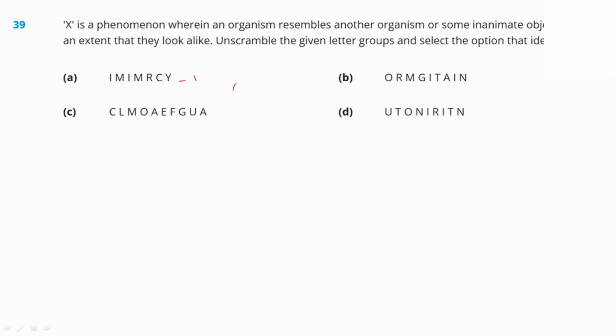So first word is mimicry, second is migration, C option is camouflage, and D is nutrition, right? So definitely it is the mimicry which the animal does, in order to mimic the inanimate or the non-living object to save itself from the predator and hide itself from the prey also. Okay, so option number A is our right answer.